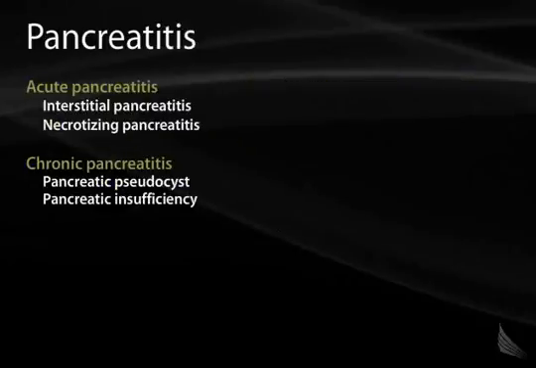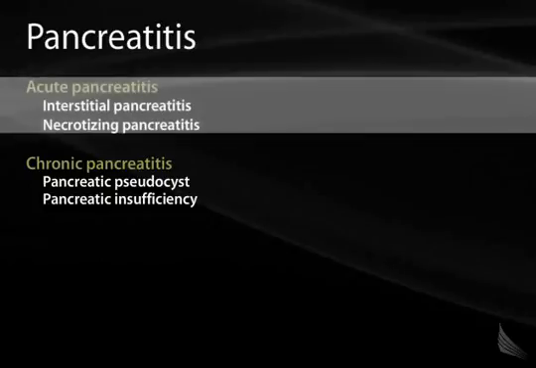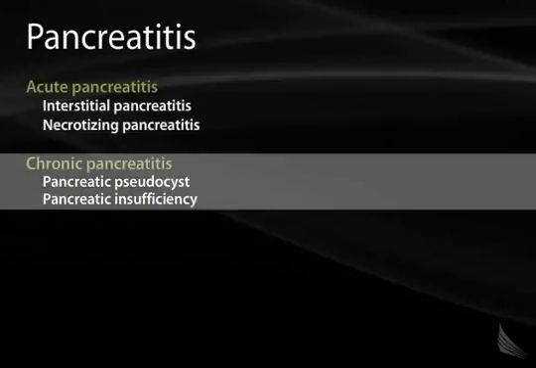Another important thing associated with the pancreas is pancreatitis, or inflammation of the pancreas. Clinically, this is an incredibly important scenario, because if it's not managed correctly, it can result in death. There are two types of pancreatitis: acute pancreatitis, which can be interstitial or necrotizing, and chronic pancreatitis, which is associated with pancreatic pseudocysts and with pancreatic insufficiency.